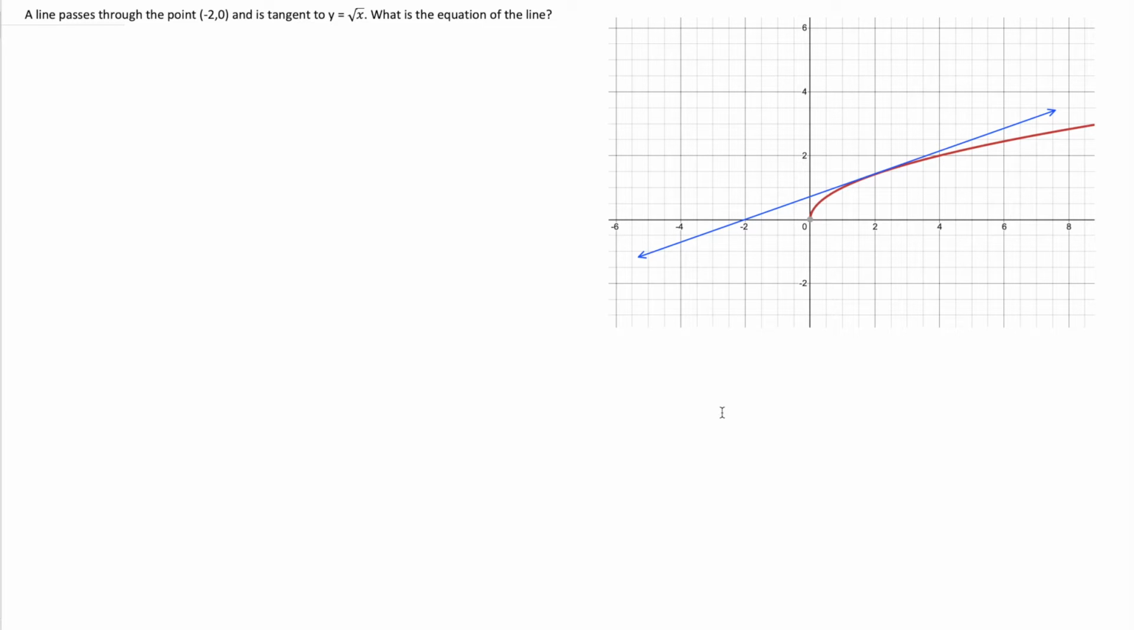The problem is, a line passes through the point -2, 0 and is tangent to the function y equals the square root of x. What is the equation of the line? So go ahead and pause the video and give this one a try, and when you are ready, stick around to see the solution.